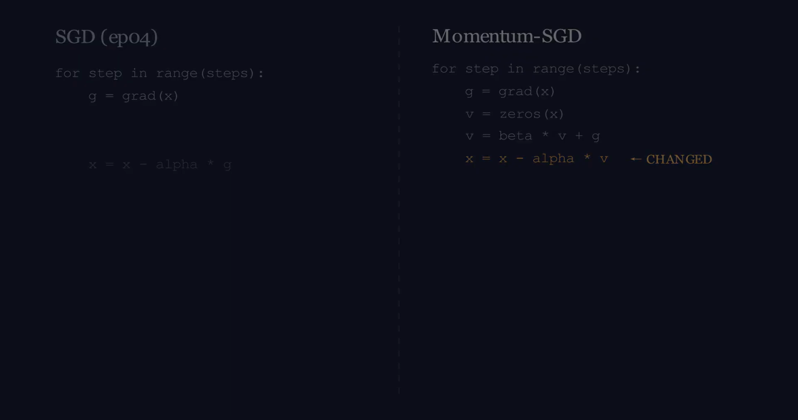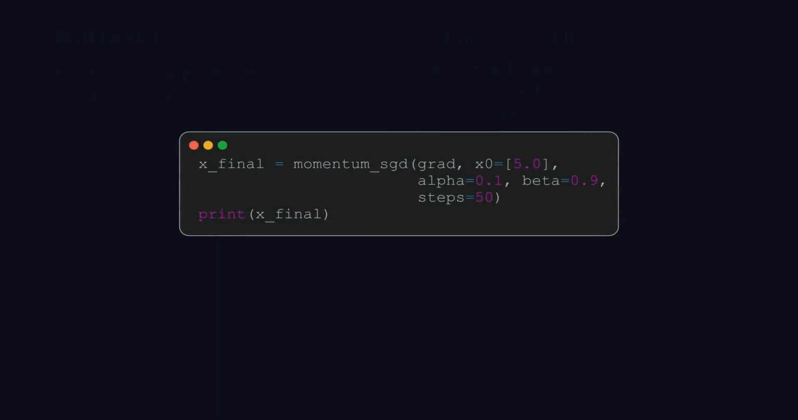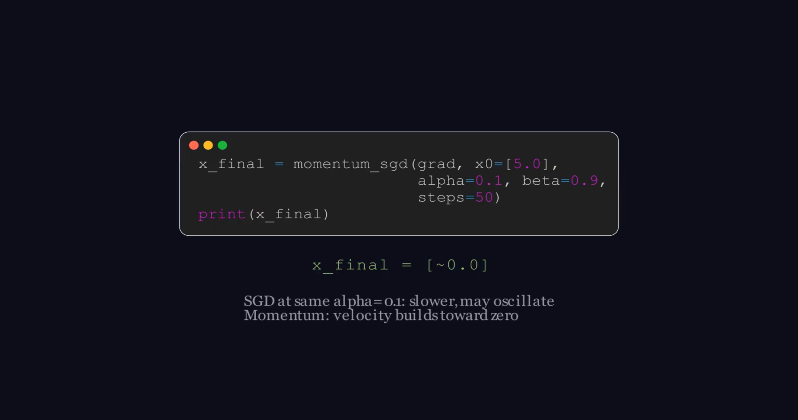Running code A from a starting point of 5, with alpha equals 0.1 and beta equals 0.9 for 50 steps, prints a value very close to 0. The optimizer reached the minimum of f(x) = 1/2 x squared. The consistent downward gradient compounded step after step, velocity built, and the parameter converged faster than plain SGD would on the same landscape.